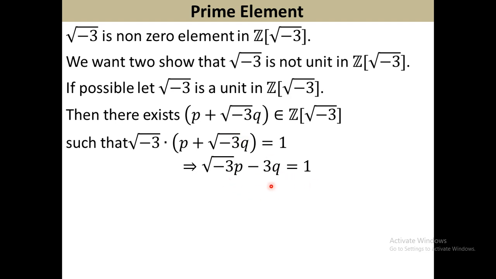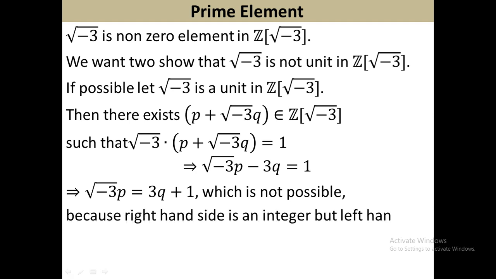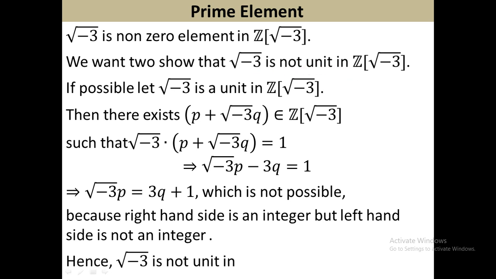And you see that here the left hand side is that, and I take 3Q to the right hand side: 3Q plus 1. It is not possible because Q is an integer, therefore the right hand side is an integer, but the left hand side is not an integer. So our assumption that square root of minus 3 is a unit in Z[√-3] is not possible.